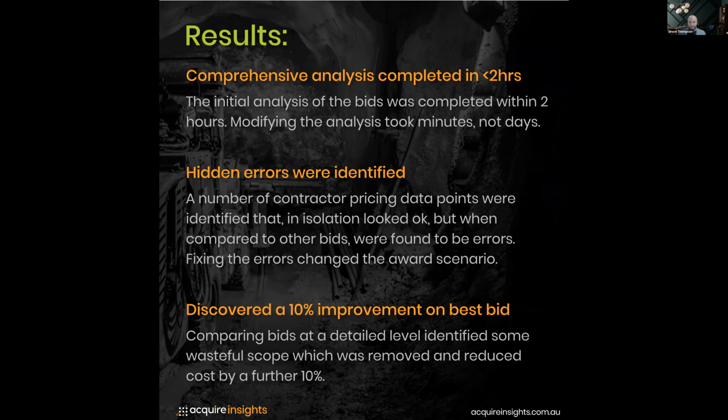It might not be by a massive amount, but it might just tip the scale by a couple of percent, which might be the only difference between a couple of different bids. And the third bit was, one of the results was there was actually a 10% improvement on the best bid found. So by comparing all these bids at a detailed level, we can identify some wasteful elements in the scope, which we could then remove and reduce the cost by an extra further 10%, which was obviously fantastic. Over such a big, hundreds of $1 million tender package, this made a significant difference.